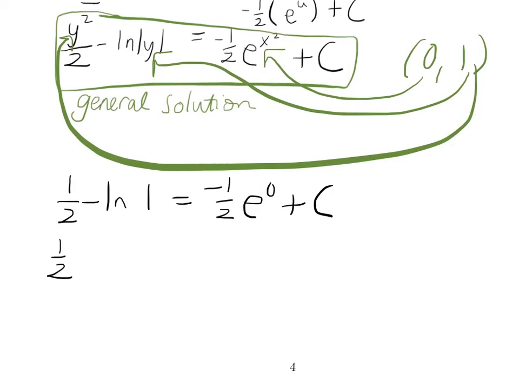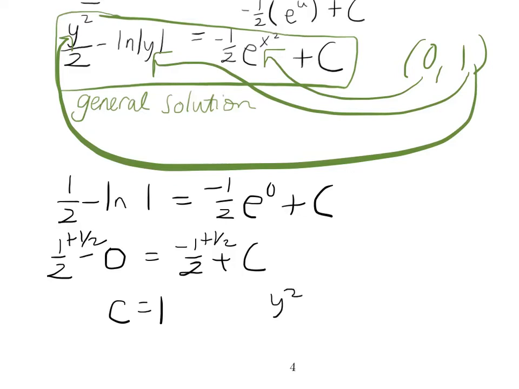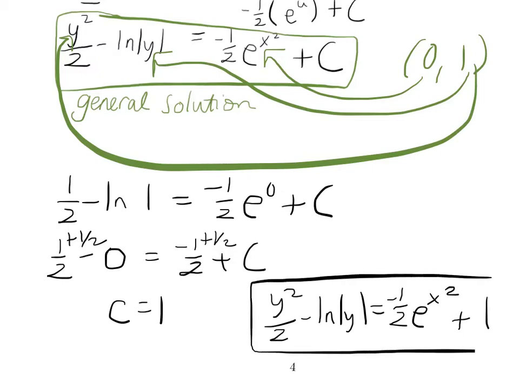So 1/2, what's ln 1? 0. Good. What's e to the 0? 1. All right, so add 1/2 to both sides, and c equals 1. So our final answer is y squared over 2 minus ln absolute value of y equals negative 1/2 e to the x squared plus 1. And that is our particular solution. Okay. Any questions?